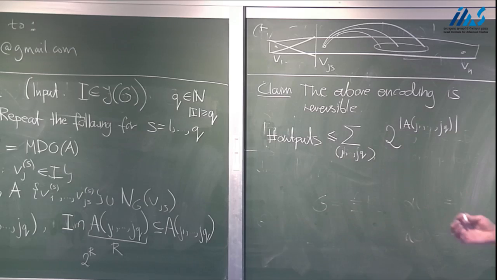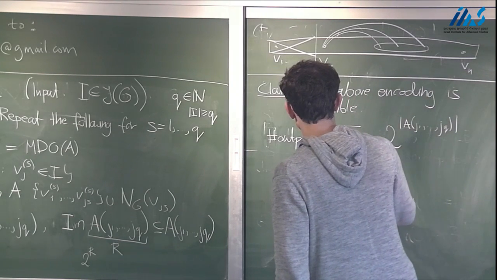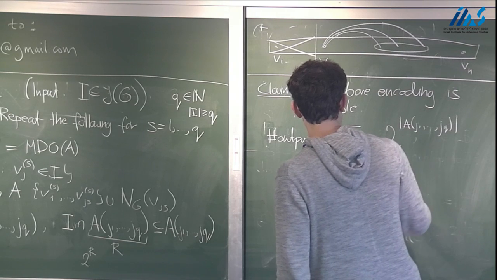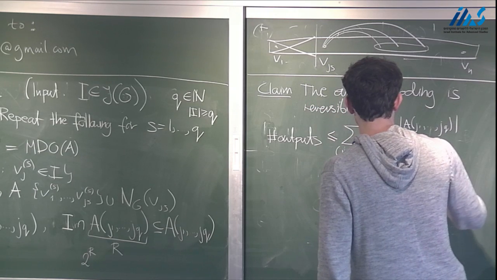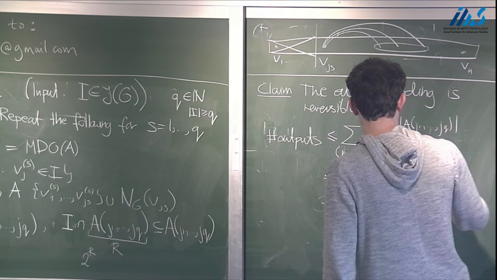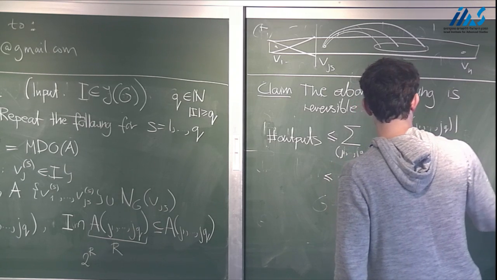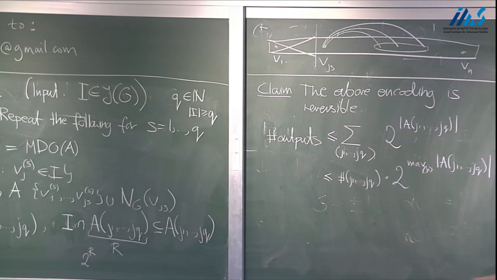And now, where this is a good bound, well, I can always bound it from above by the number of the sequences J1 up to JQ times 2 to the maximum possible cardinality over all sequences of A(J1,...,JQ).